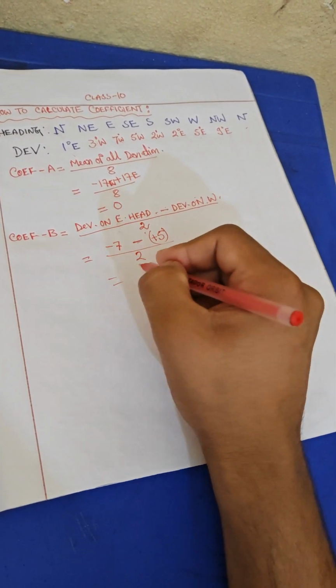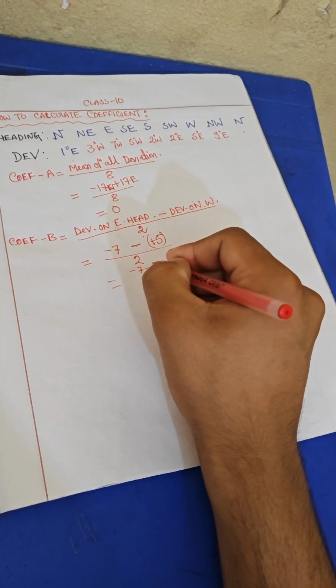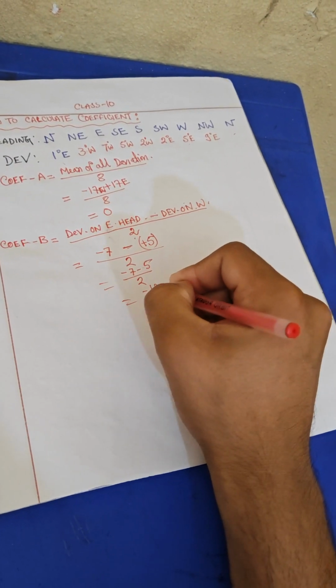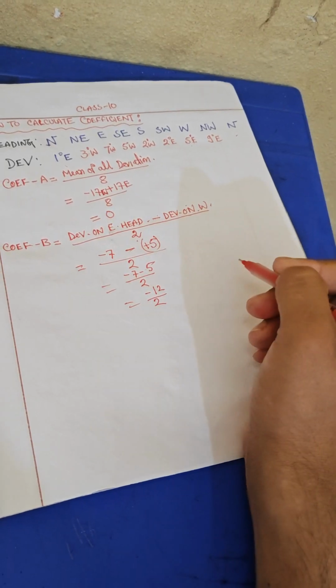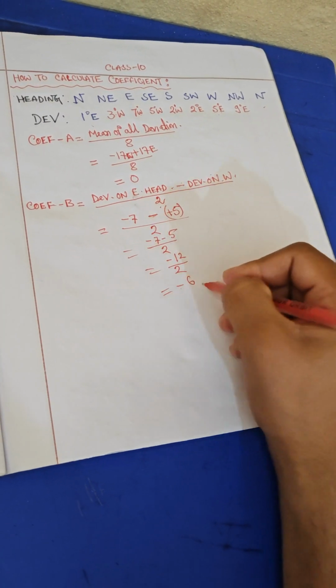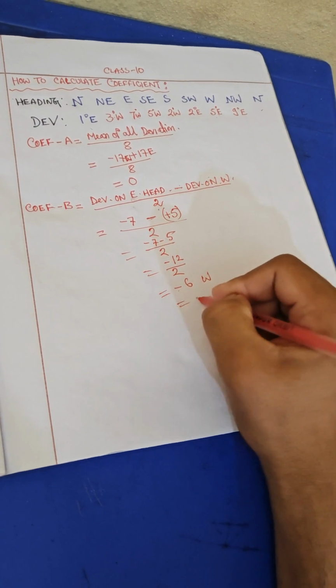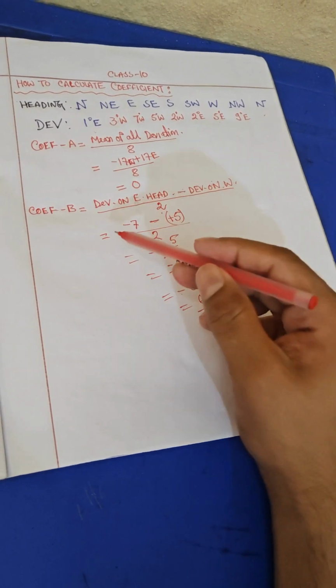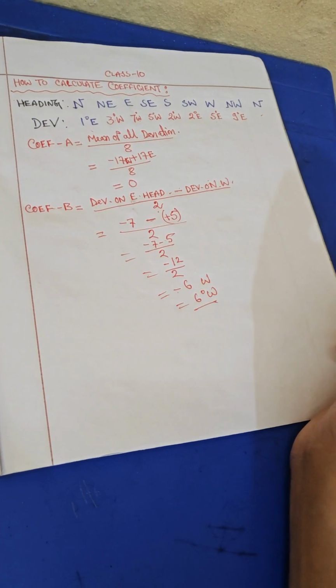So here how much is coming, you can check: minus 7 minus 5 by 2, so minus 12 by 2, correct. So it is coming minus 6, since minus, it is westerly deviation, so deviation 6 degree west, correct. So your B coefficient value is 6 degree west.